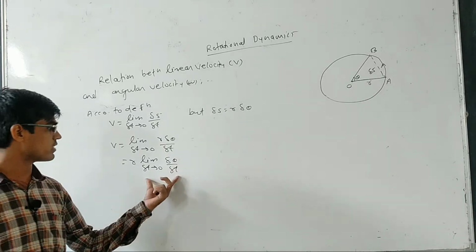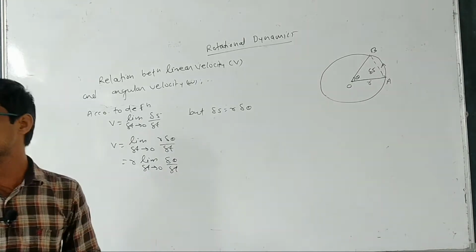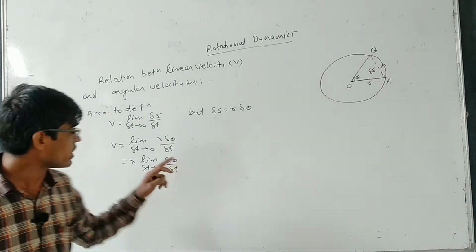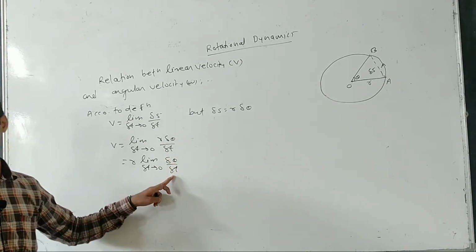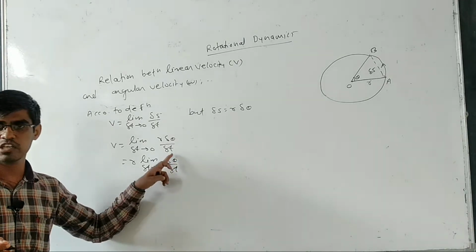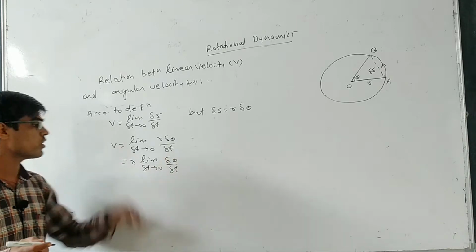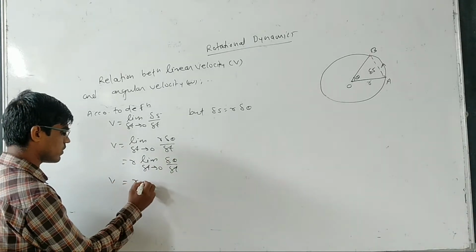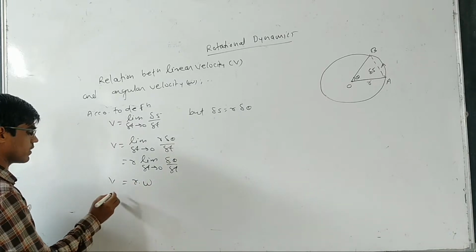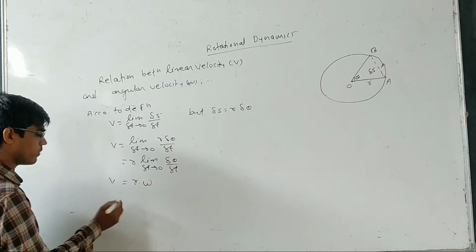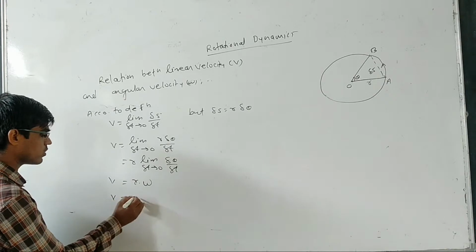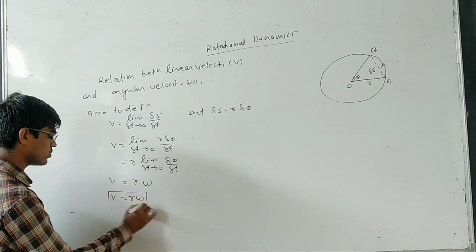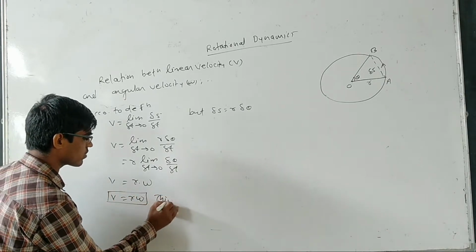Then what is the limit as delta t tends to 0 of delta theta upon delta t? It is the change in angular displacement with respect to time, that is angular velocity omega. So v is equal to r into omega, or v equals r omega. So this is the required relation.